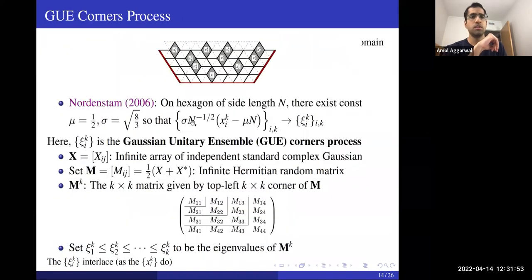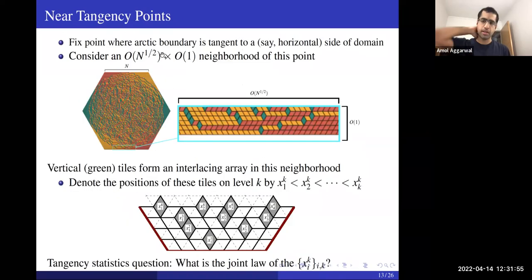Okay, so that concerns the bulk of the liquid region. Let me now pass to near tangency locations. So let's fix a point where the Arctic boundary, again the boundary between liquid and frozen regions, is tangent to some edge of my domain. So let's say it's tangent to a horizontal side of my domain.